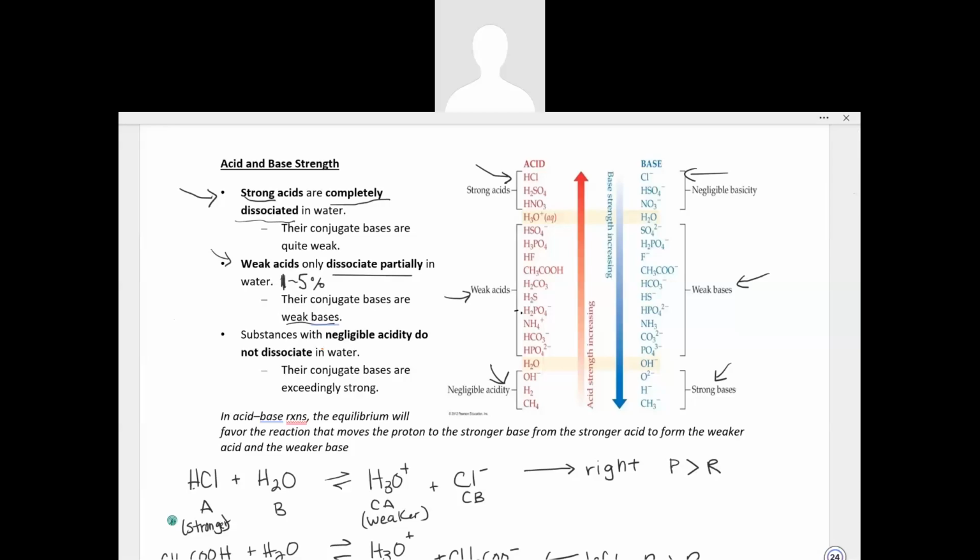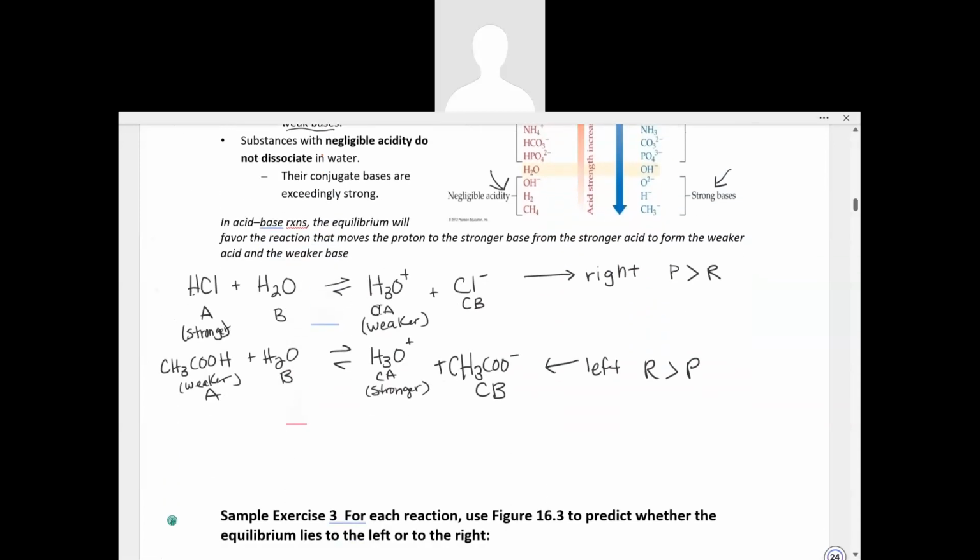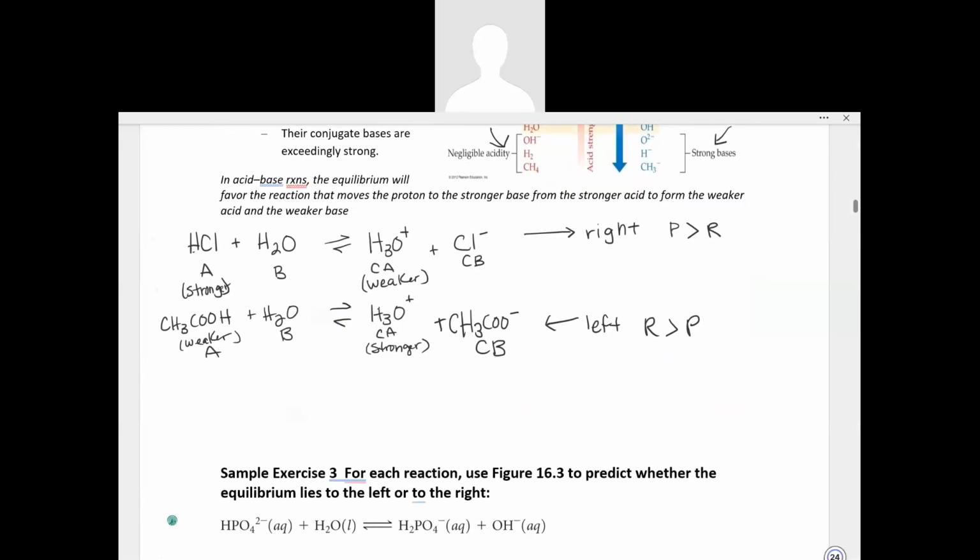So remember those relationships when you're considering whether or not you have a strong acid or a weak acid or base, and you have to do some calculations to make sure that things are correct and you can rationalize your answers. We should also note that whenever we have an acid-base reaction, the equilibrium will always favor whichever direction the reaction moves so that the weaker acid and the weaker base will form. So we always move away from the stronger acid or base.